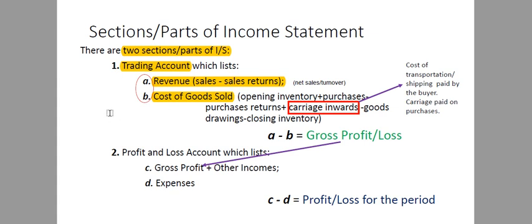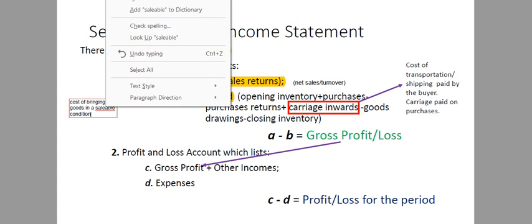So let's make a notation beside cost of goods sold. So it's the cost of bringing goods in a saleable condition. So this includes the purchase price of the goods and any shipping that you paid on buying the goods.